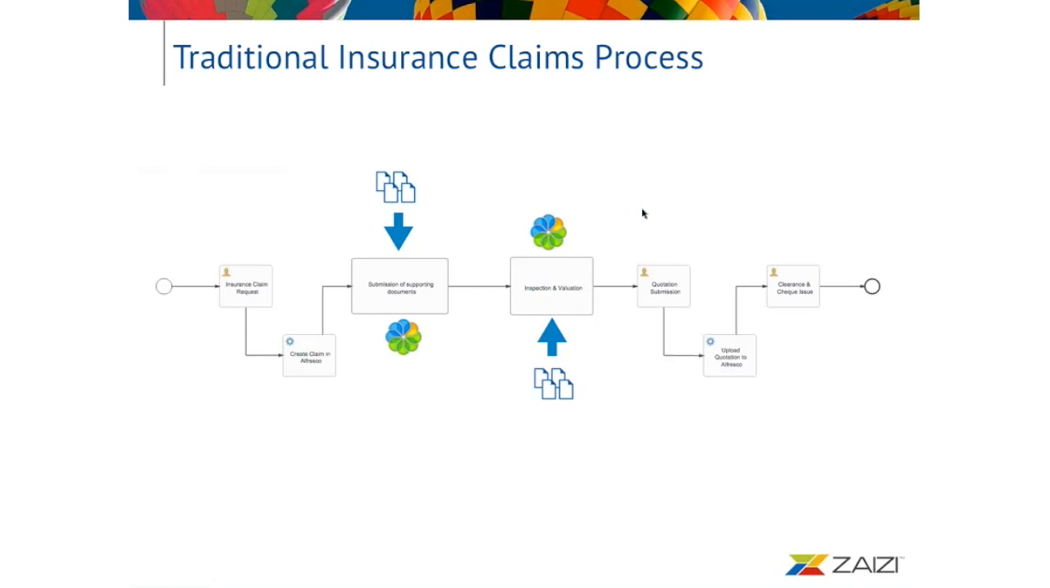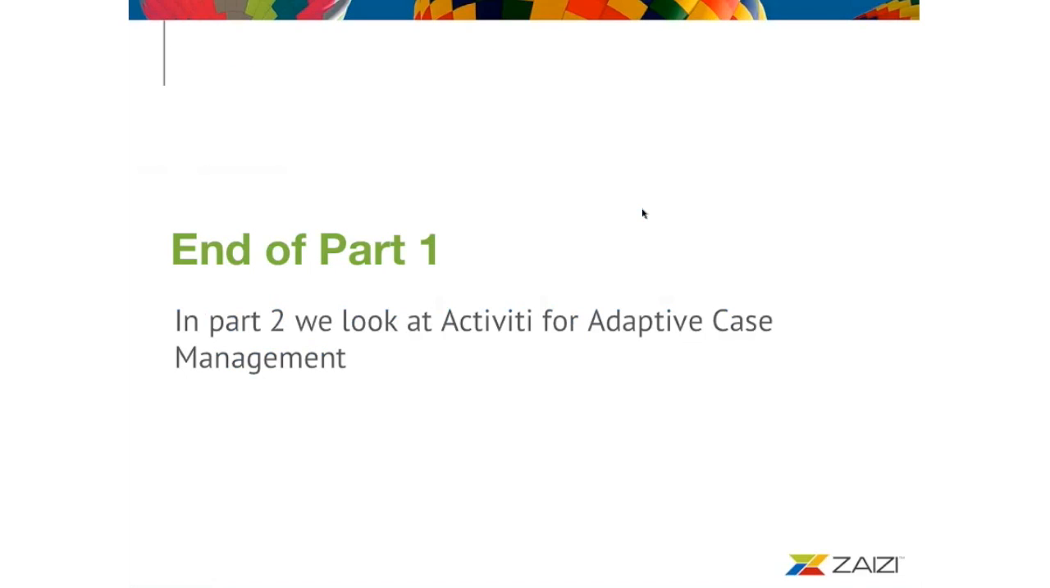When we look at adaptive case management, we'll actually see how some of those things like inspection and validation, submission of supporting documents, how some of those sub-processes can be changed by users and additional things added along the way. So that's the end of our part one. In part two, as I say, we'll look at adaptive case management, how we can take that building block and have it changed on the fly by users. Thank you.